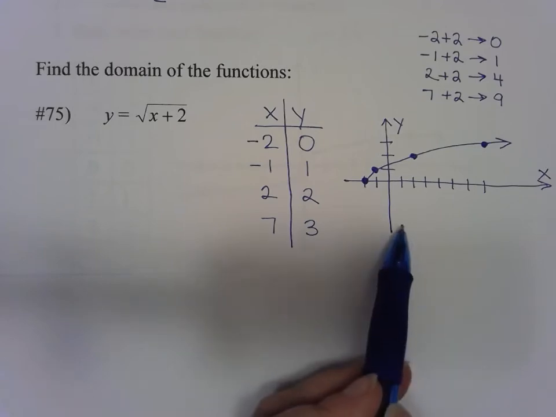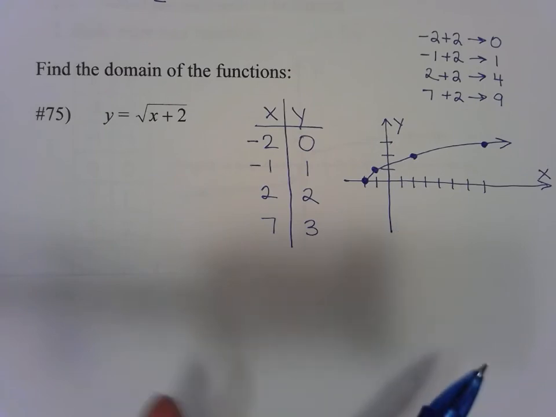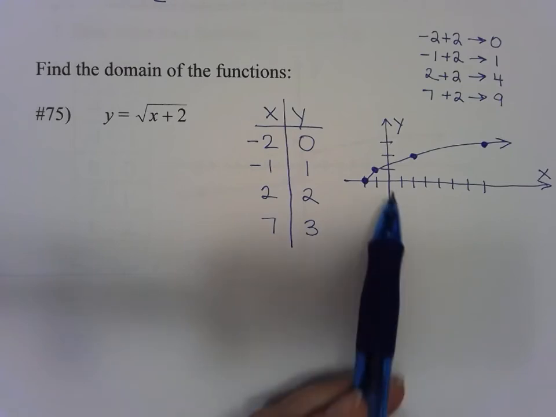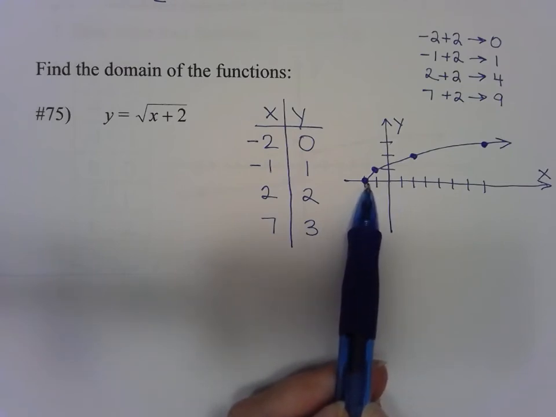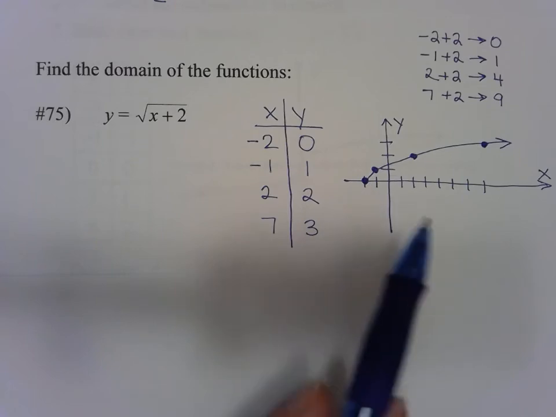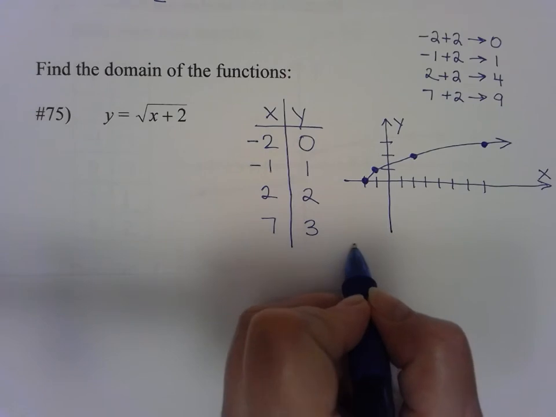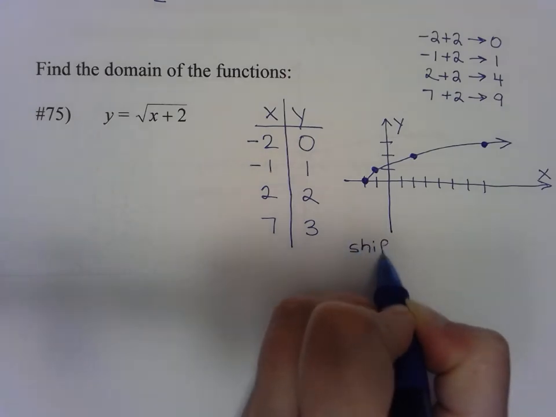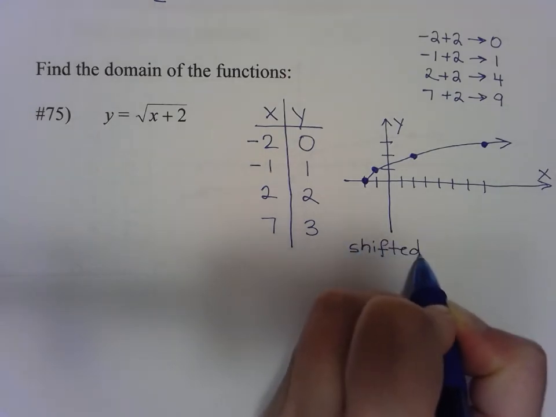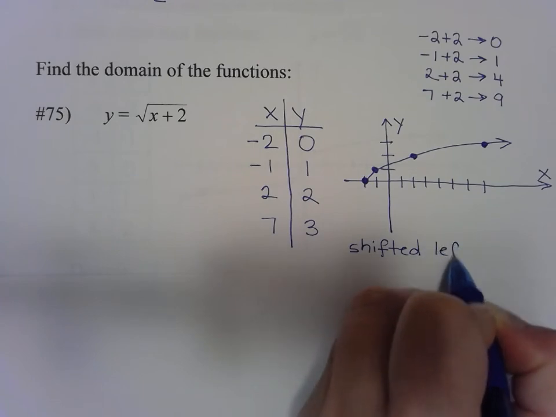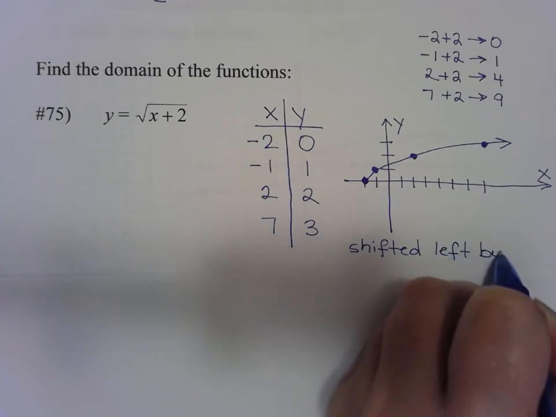So if we were to compare this graph to the first graph we graphed in the beginning of the video, right? The first graph started at 0, 0, and this one starts at -2, 0. So it's the same shape, but it's been moved over or shifted. So we would say that this one has been shifted to the left by 2.